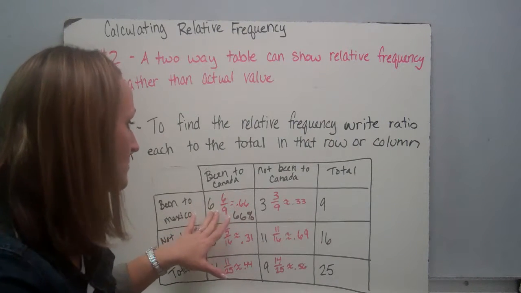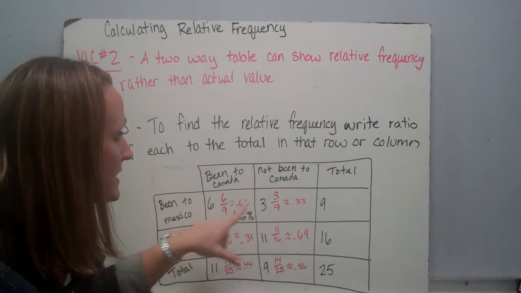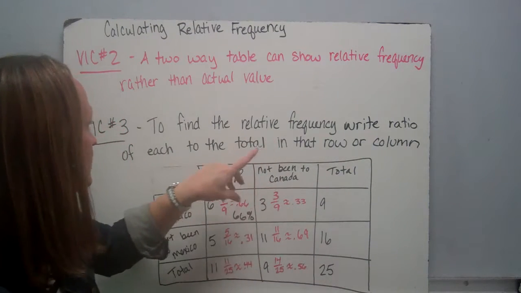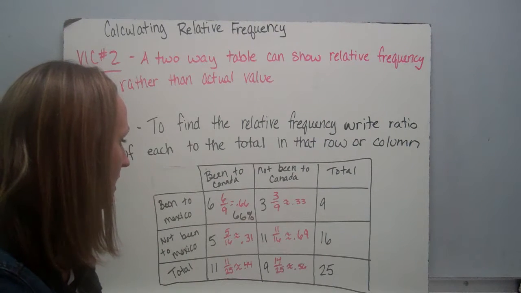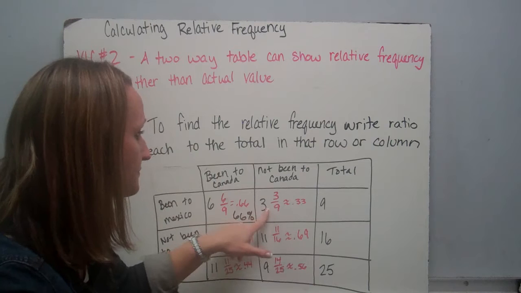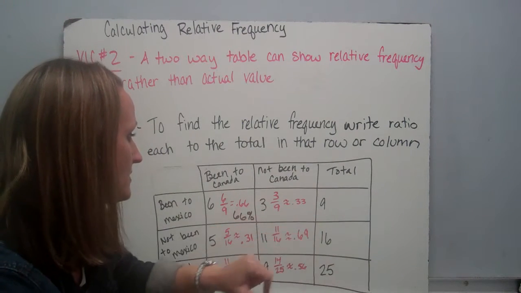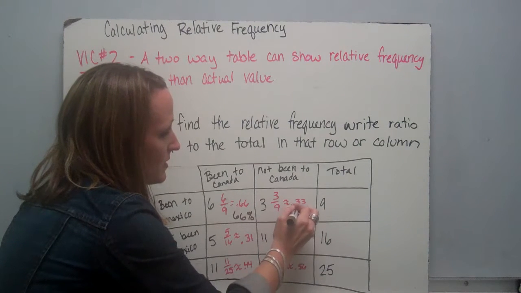So I took my frequency here and did it to the total. So the relative frequency is this number over the total. It would have actually been the same had I gone this way. Alright, here I did my 3 to my 9. I got 3 ninths, or 33 hundredths. This is just the same, 33%.